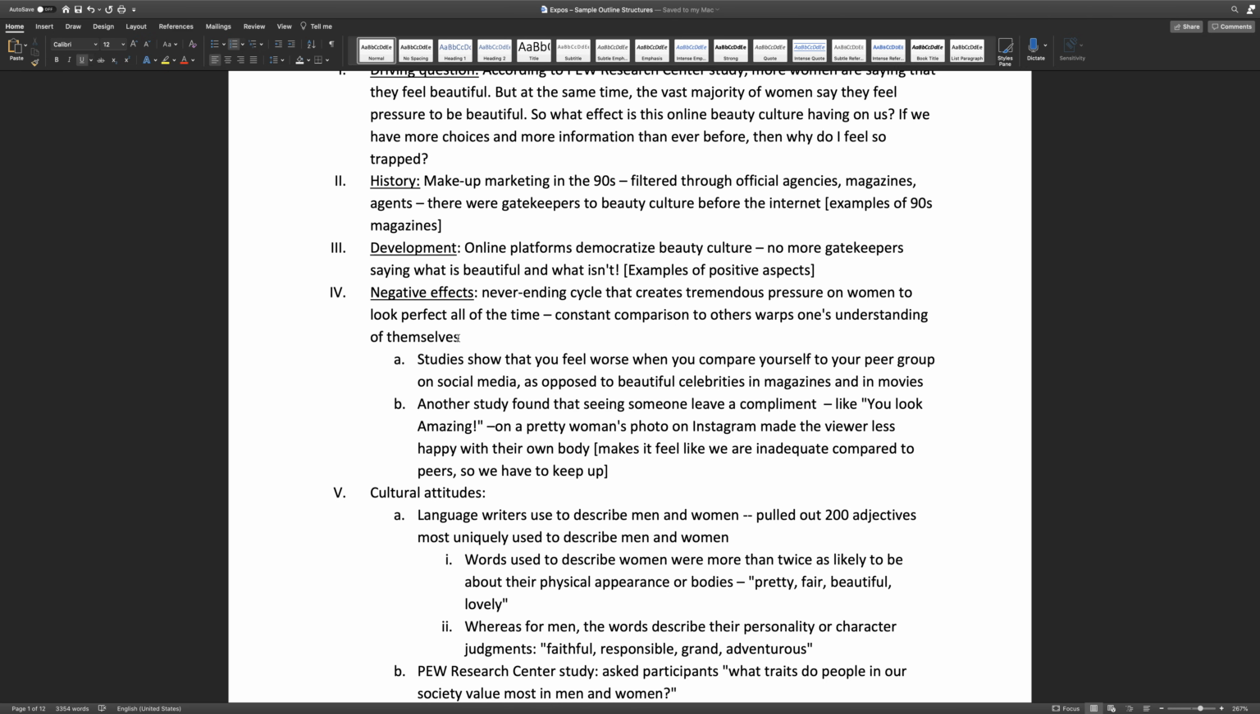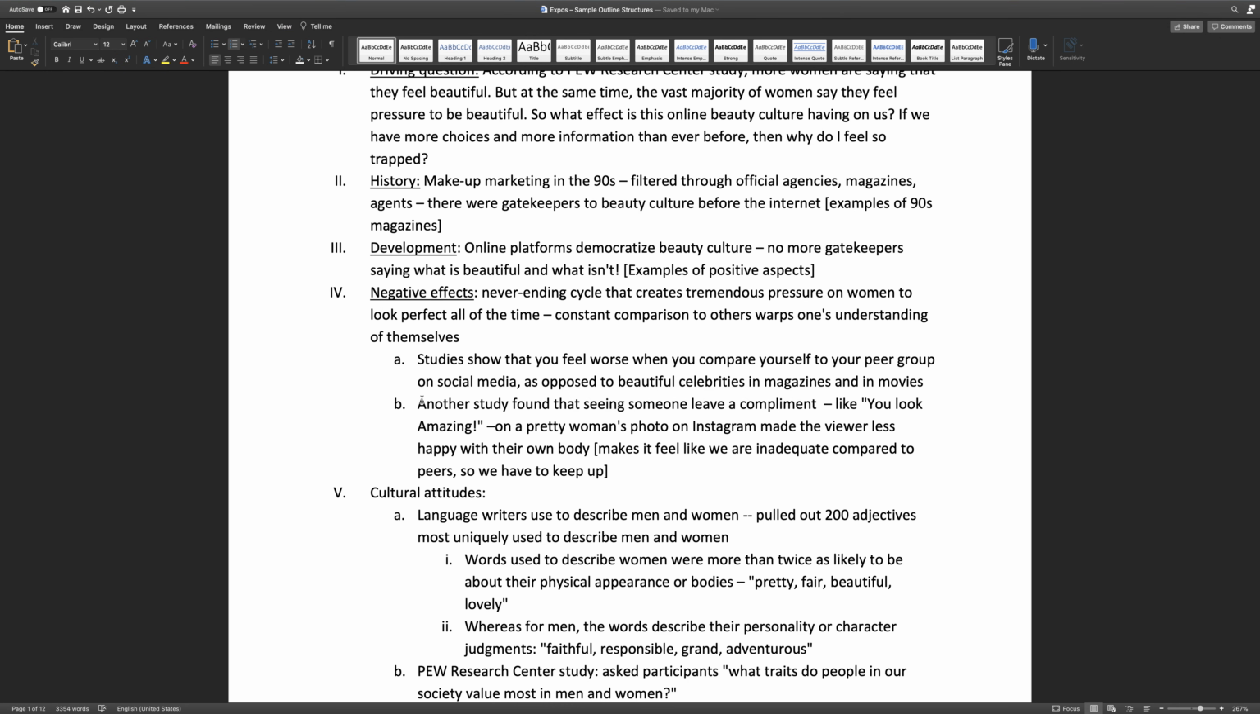But what really grounded this part of the video was the studies that they brought into it. And they showed that there are studies that indicate that you feel worse when you compare yourself to your peer group on social media as opposed to beautiful celebrities in magazines and in movies. Which seems a little bit counterintuitive, right? If you're comparing yourself to these movie stars who look more perfect than anybody will look in real life, you would think you'd feel worse than if you're just comparing yourself to your friends on Instagram. But this study, in a counterintuitive way, teaches me something new and surprising and unexpected that really makes me feel like I'm learning new, fascinating things about this topic, about the dangers of comparing yourself to your peer group.